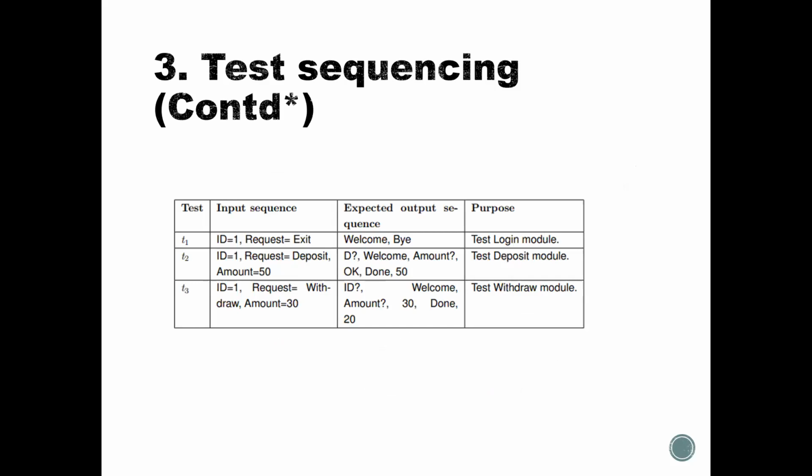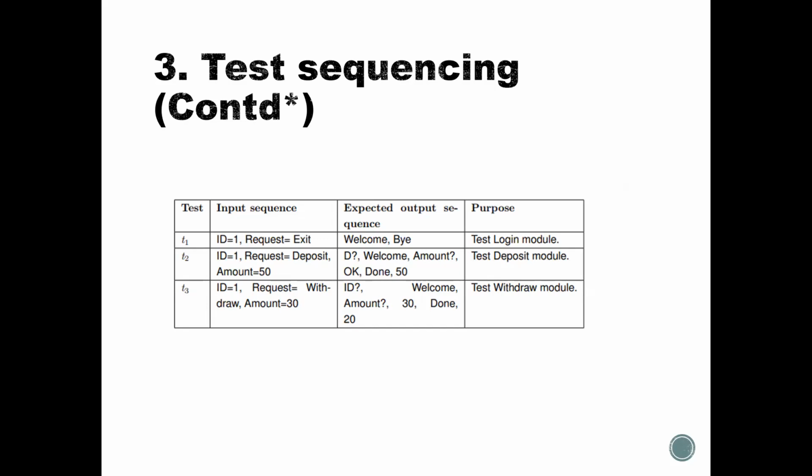So what can be the test case in this case? There can be multiple test cases, but let's see these three test cases here for this banking system. The first test case, T1, can take two inputs, the input sequence ID, and this test T1 is just to check whether the login, that is, the test login system, the internal state one, is actually working or not.